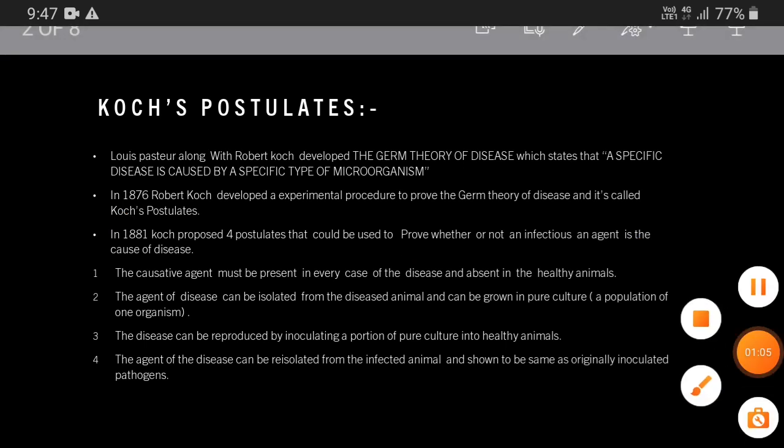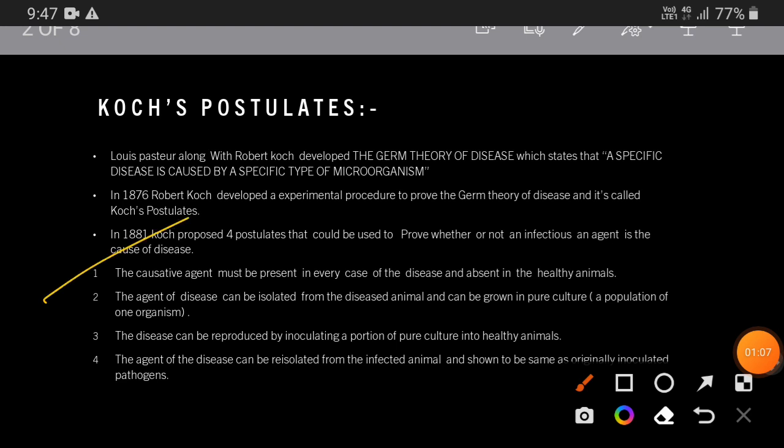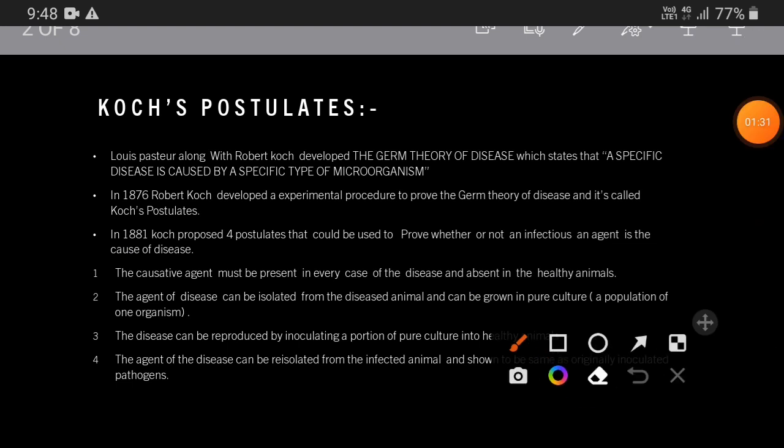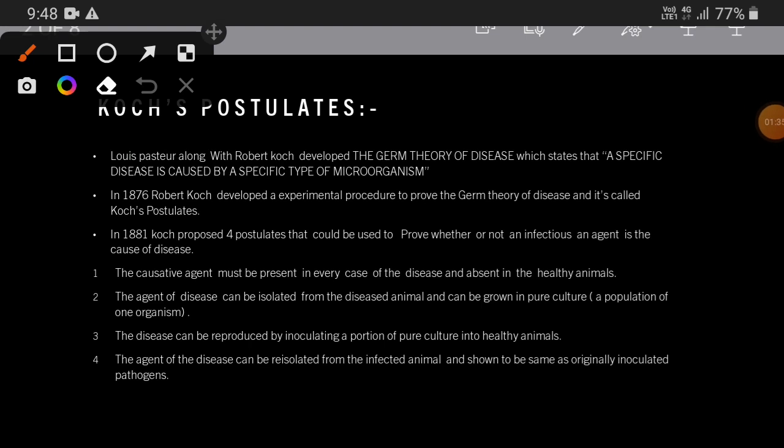So those four postulates, as we discussed in our previous video: the causative agent must be present in every case of disease and absent in a healthy animal. Although nowadays that is not strictly true, because there are many diseases, such as some genetic disorders and immunological disorders, that are not due to a causative agent, right? They are just a malfunctioning of our own body system. So although the whole medical world was established on the basis of Koch's postulates, nowadays all four postulates somehow are not fully true. There are exceptions.